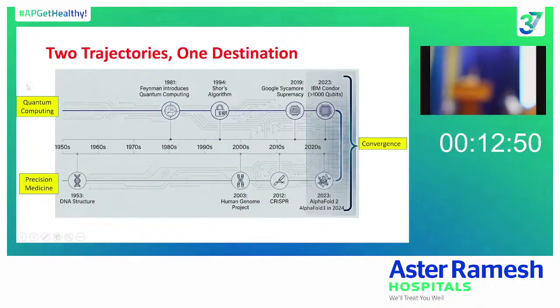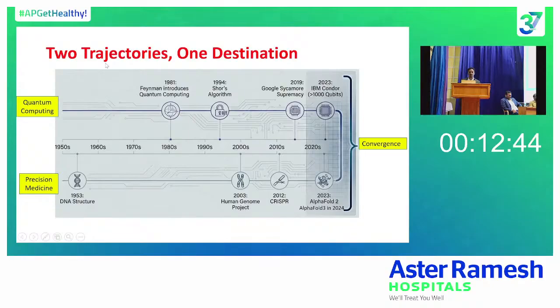Precision medicine and quantum computing are running parallel till now, and probably this is the time of convergence. In the future both are going to club together, and we are going to see a huge revolution in the field of cardiovascular medicine as well as other fields of medicine.